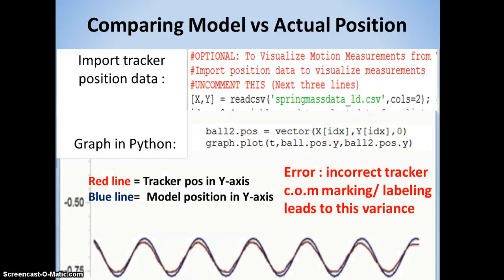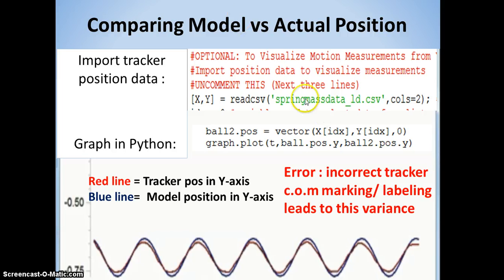The error where they are not exactly together is also seen in this graph of the position data, where blue is our model position in the y-axis and red is our Tracker position. They are almost exactly together, but there is some variance because when I'm marking the center of mass in Tracker, I may not be exactly on the center, which will give different position data. But they are similar, which is what was hoped for.